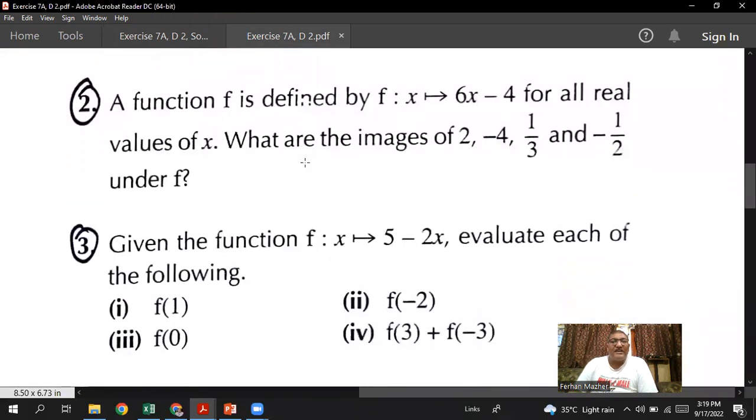Okay, so we are going to the next question. The next question is question number 3. It says, given that the function f of x is equal to 5 minus 2x, evaluate each of the following. The first part is f of 1, f of minus 2, f of 0, and then they want you to find f of 3 plus f of minus 3. Okay, very simple.